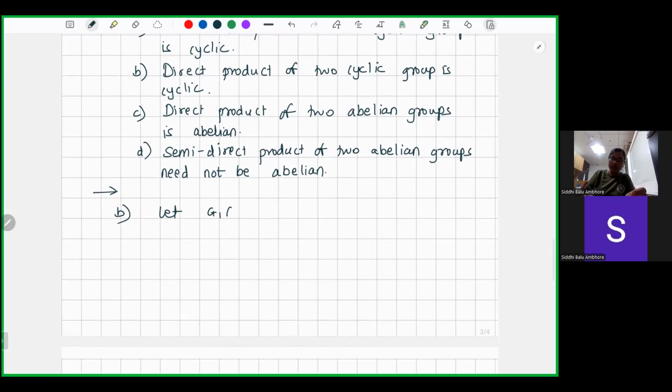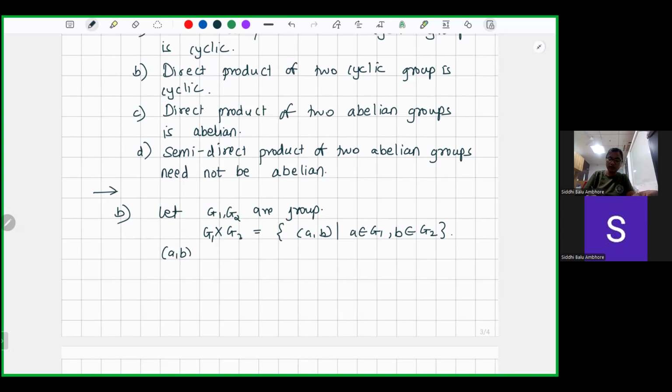So if G1 and G2 are groups, then the direct product of G1, G2 is just the collection of all those (a, b) such that a belongs to G1 and b belongs to G2. Okay, so this is what we have in the direct product.